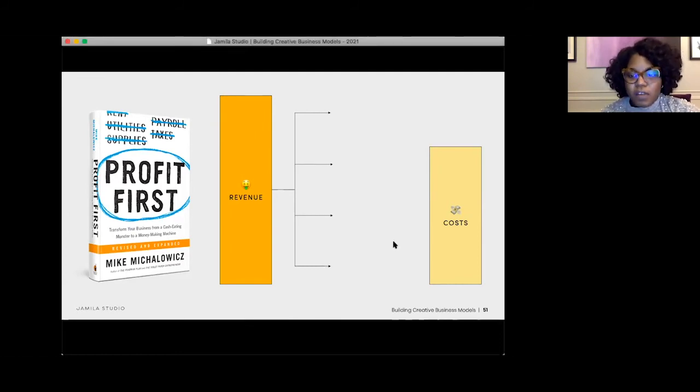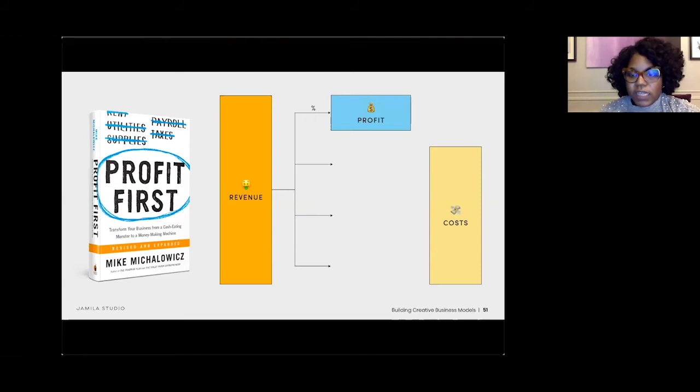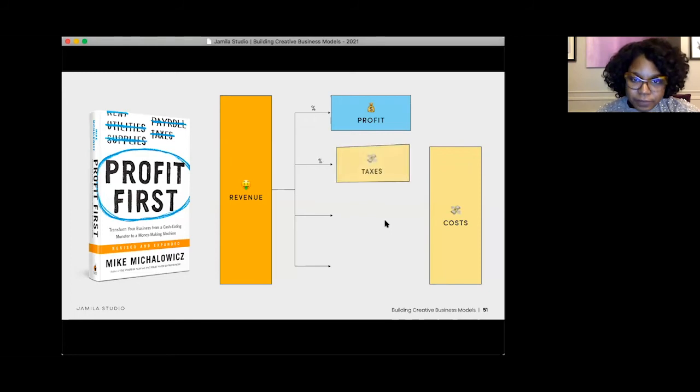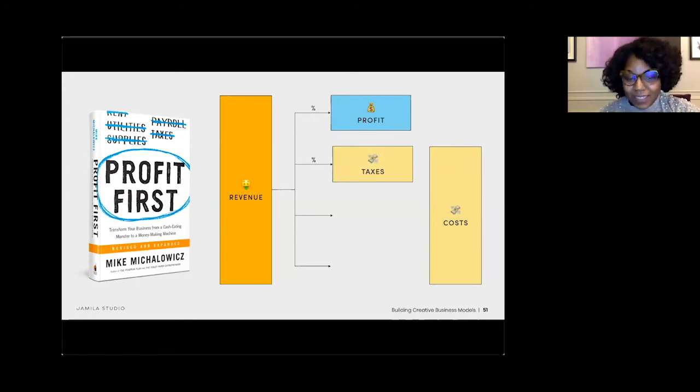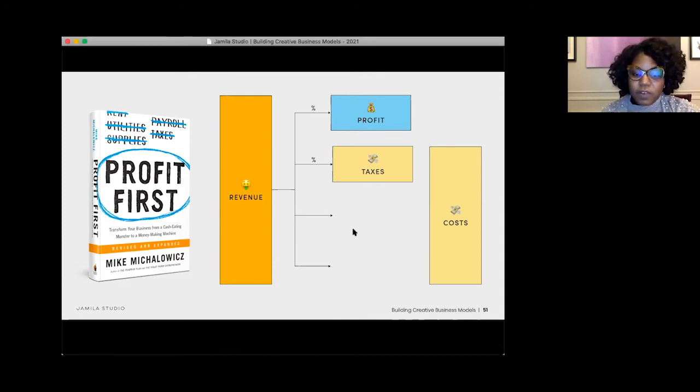So when we think about how your revenue needs to be broken down, and this is explained in detail in Profit First, you always want to make sure that you're putting money aside for profit. That's money that you are going to reinvest in your business. Out of every purchase that you get, if you got a $20 purchase, you're going to take 5% of that and put it for profit. And then you got to pay taxes. I know everyone doesn't do it, but you got to pay taxes. So you also need to put money aside for your taxes when you get revenue in.